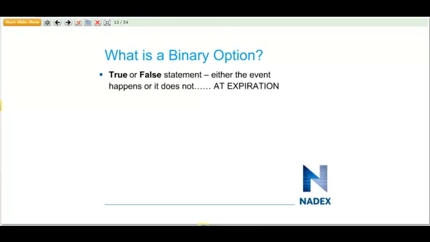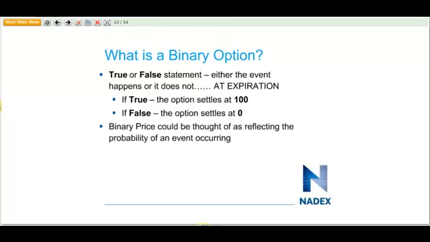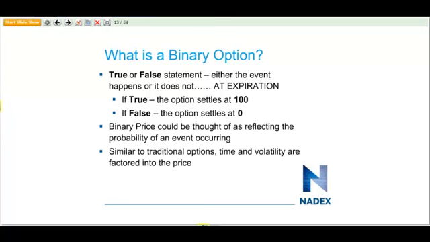So what is a binary option? It's essentially a statement, true or false, okay? If you agree with the statement, it's true, and it settles at 100, the buyer gets $100 at expiration per contract. If it's false, then it settles at 0. The pricing, because it's out of 100, relates to the price of probability, and we'll talk about that more. And these are like traditional options: time, volatility, all this is factored into the price.